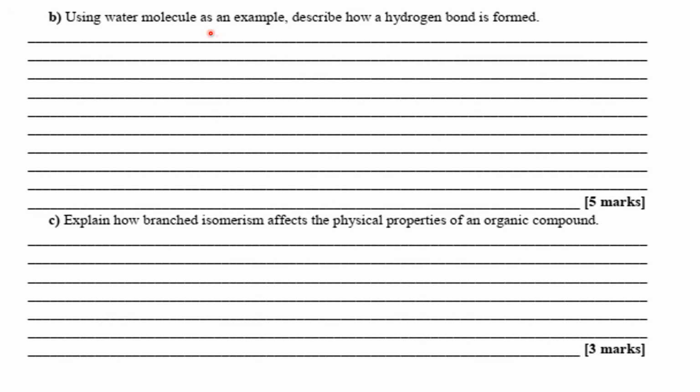Using a water molecule as an example, describe how a hydrogen bond is formed. Remember that a hydrogen bond exists between a hydrogen atom and a more electronegative atom. All right, so we are asked to explain how the hydrogen bond exists.